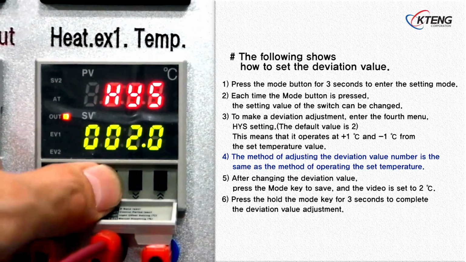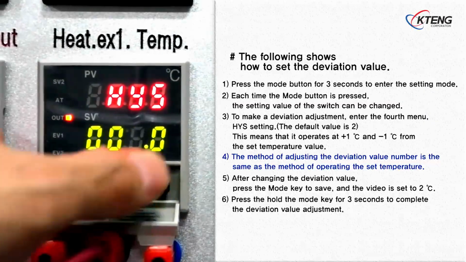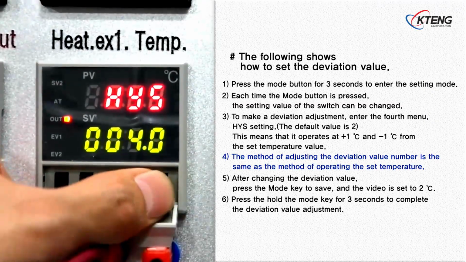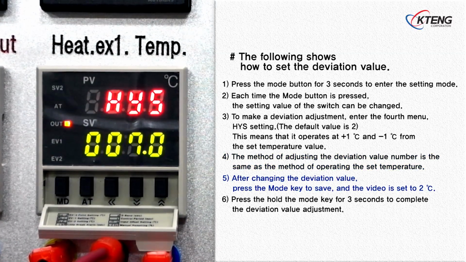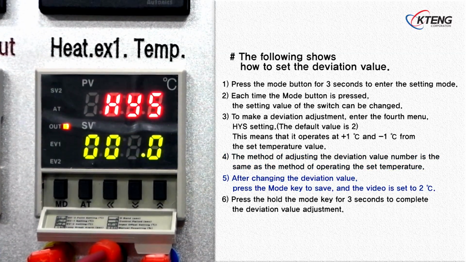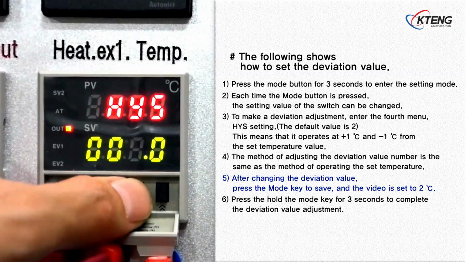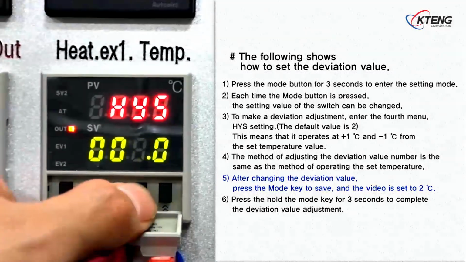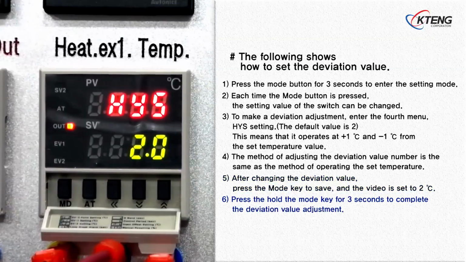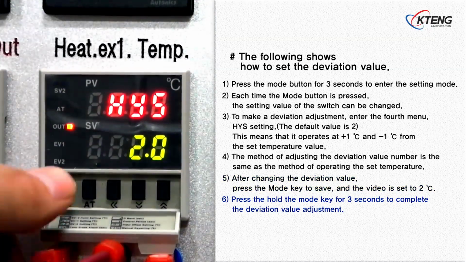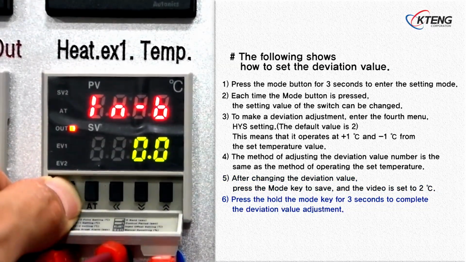The method of adjusting the deviation value is the same as the method of operating the set temperature. After changing the deviation value, press the mode key to save; here it is set to 2 degrees Celsius. Press and hold the mode key for 3 seconds to complete the deviation value adjustment.